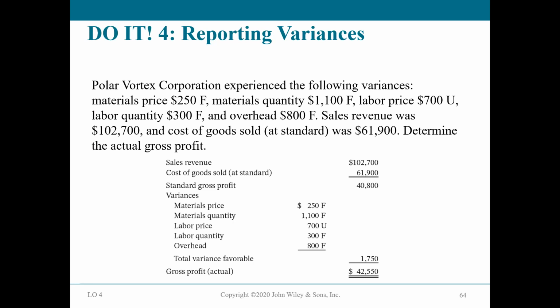So we have another example here. It looks like, don't know why this fits in here, but anyhow, this company experienced the following variances and we want to determine actual gross profit. So we have our sales revenue, 1027, we're told. Cost of goods sold at standard, 619. We have our various variances. So total variance, and we have to add this up and we'll determine that it's a favorable variance. So our gross profit actual is slightly higher than our standard at 42,550.